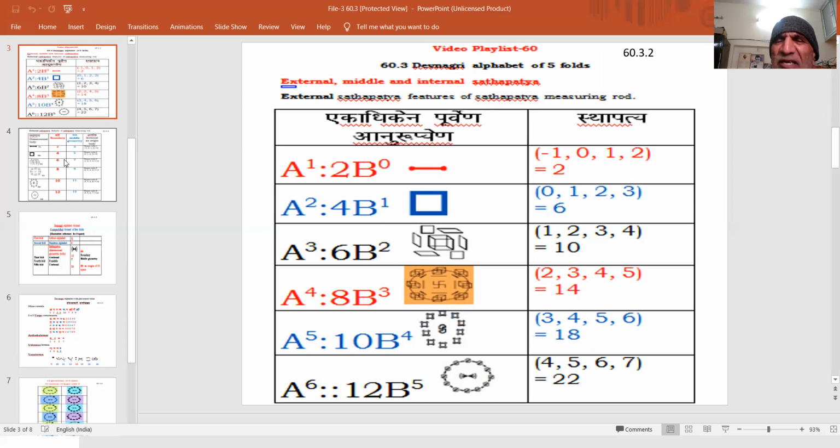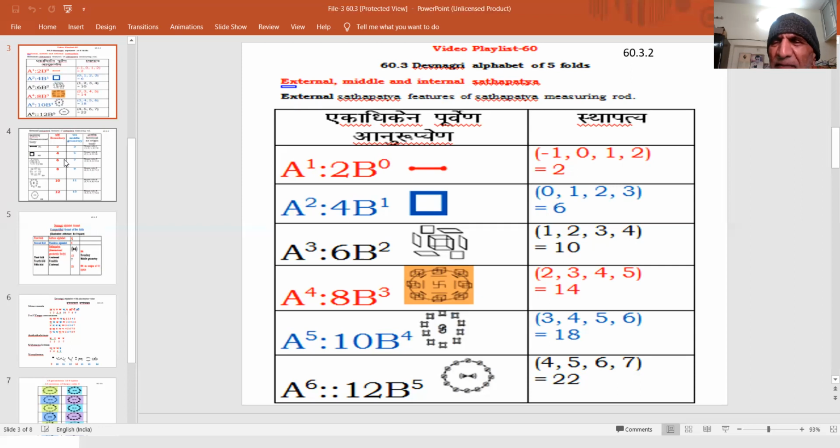Now, Sathapatya in terms of Ekadike and Purve as the source of sutra and Anurupain as source of sutra will sequentially take us to interval as of domain boundary form: a raised to power 1 is to 2b raised to power 0; square as a square is to 4b raised to power 1; cube as a raised to power 3 is to 6b square; hypercube 4, a raised to power 4 is to 8b raised to power 3; hypercube 5 as a raised to power 5 into 10b raised to power 4; and hypercube 6 as a raised to power 6 is to 12b raised to power 5.